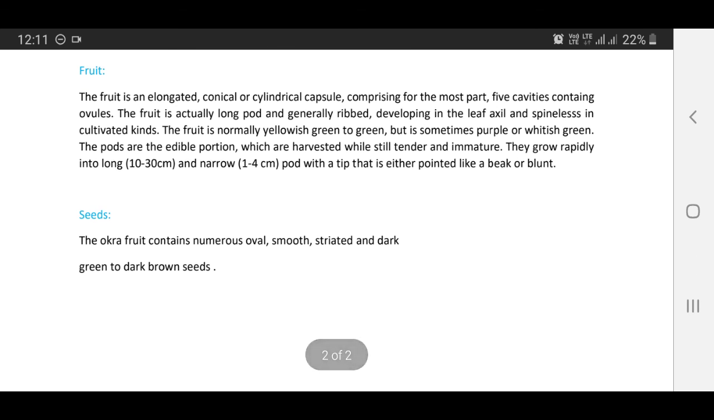Now, the seeds. The okra fruit contains numerous oval, smooth, striated and dark green to dark brown seeds.